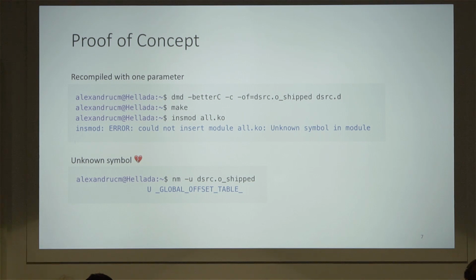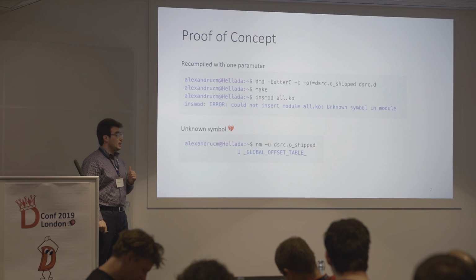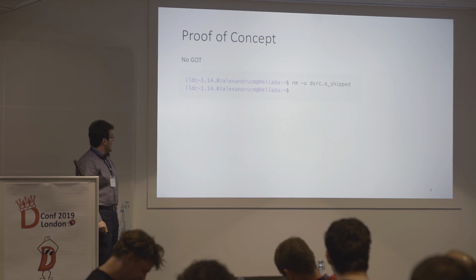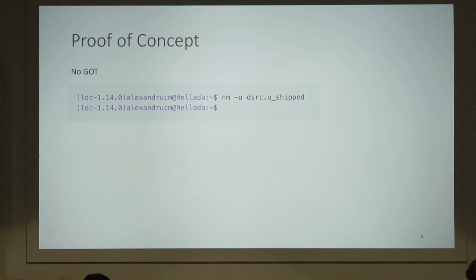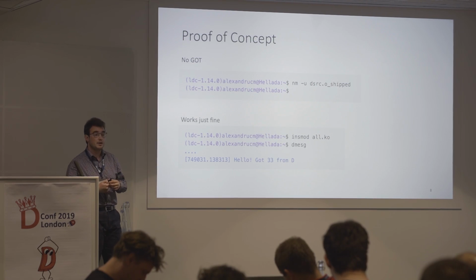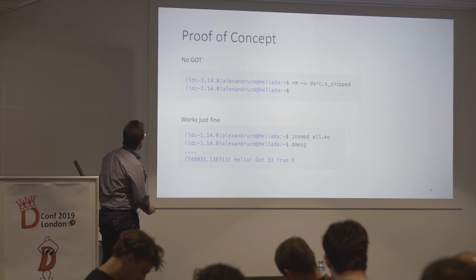We thought about trying to recompile with LDC and see if this behavior gets replicated. As you can see, no global offset table, and it worked just fine. We didn't discover why the DMD compiler was inserting this symbol, so in the interest of progress, we decided to move to LDC. And so everything you will see from now on is compiled with LDC.